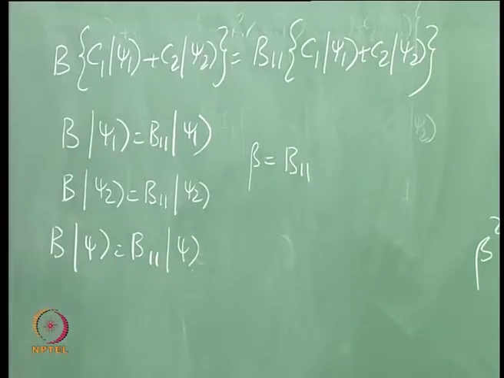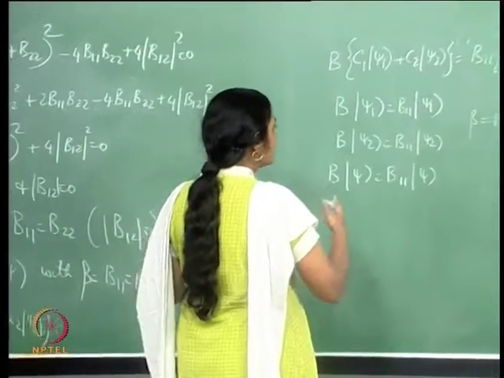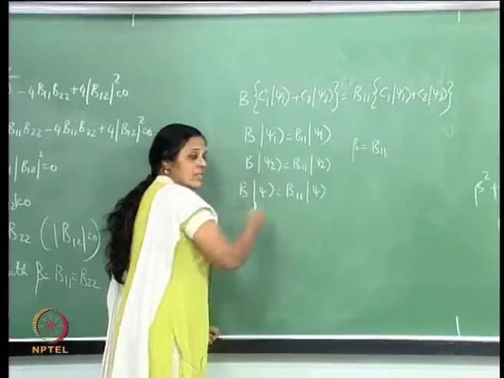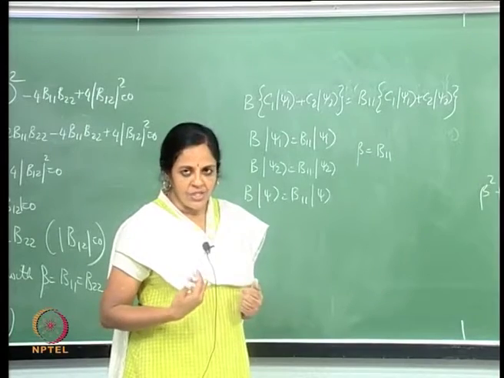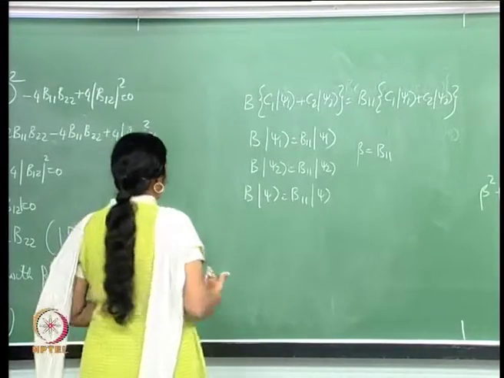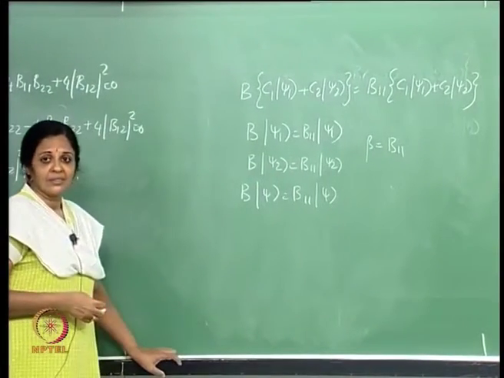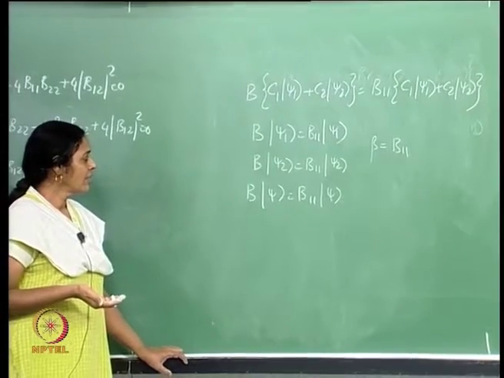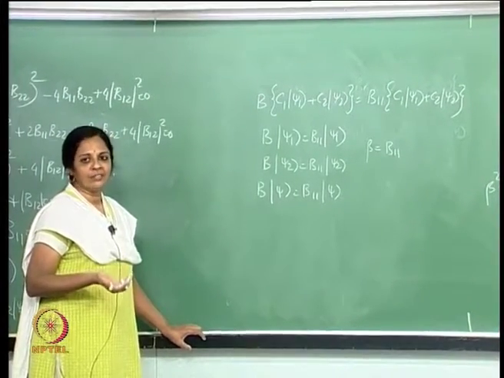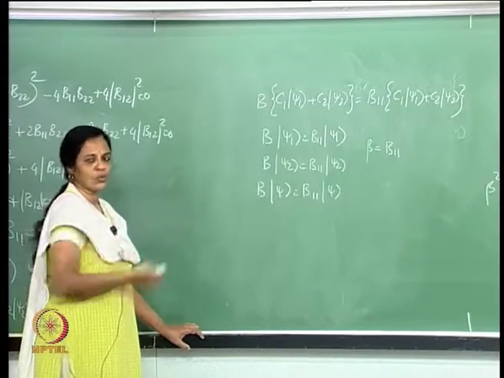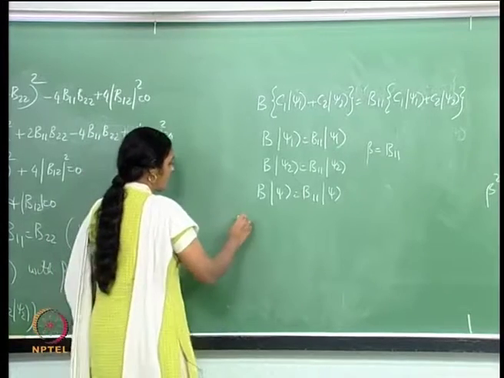In other words, we have shown that with no conditions on C1 and C2, any superposition of psi 1 and psi 2 would also be an eigenstate of B. The eigenvalue is degenerate, again twofold degeneracy, because there are two states psi 1 and psi 2 corresponding to the eigenvalue beta, which turns out to be B11 in this case. So, what is it that we have established?